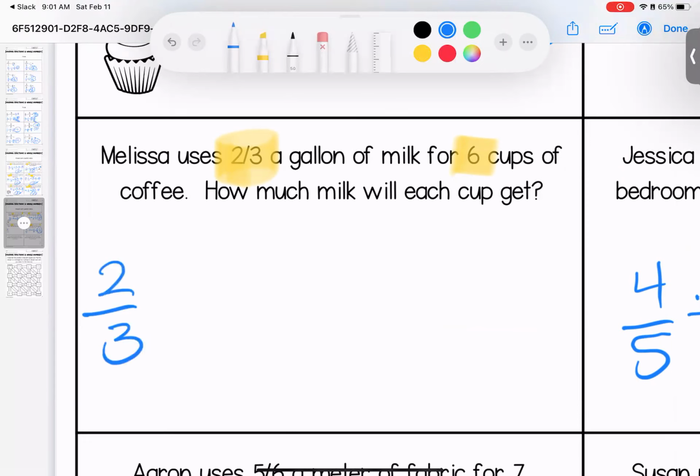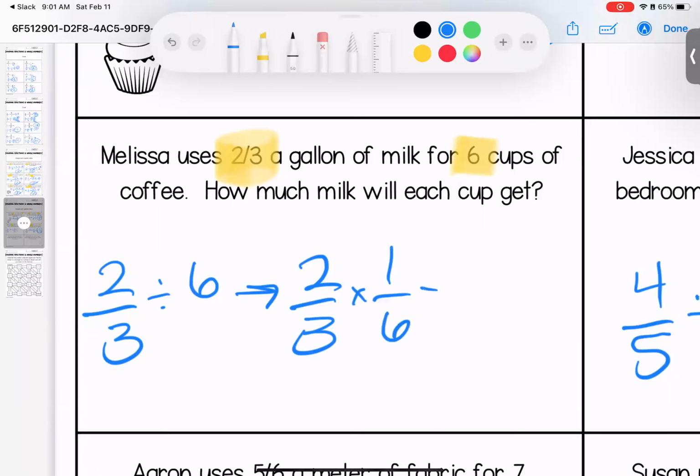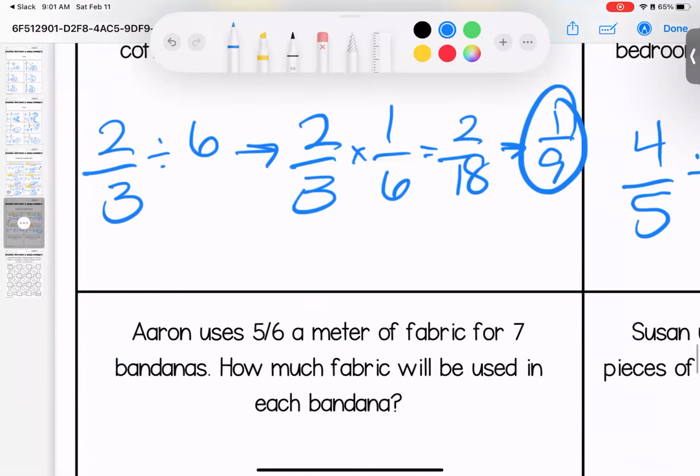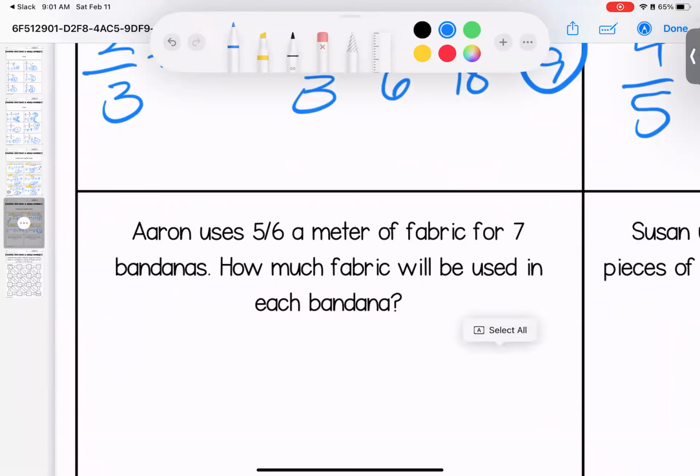So 2/3 of a gallon is divided between 6 cups, which means keep, change, flip. We have 2 over 18. How low can it go? It can go down to 1/9 by cutting them both in half. Erin uses 5/6 of a meter of fabric for 7 bandanas. How much fabric will be used in each? We have 5/6 being divided between 7 of them.